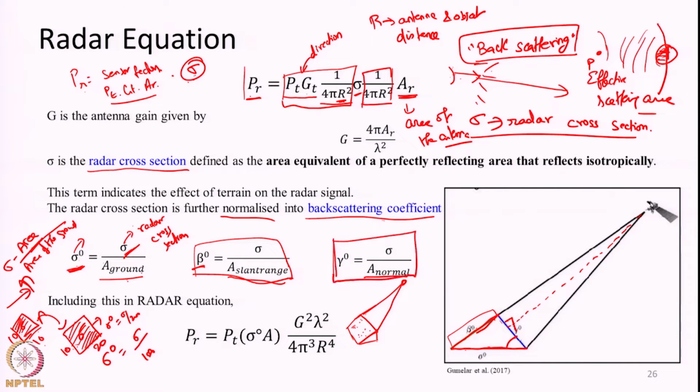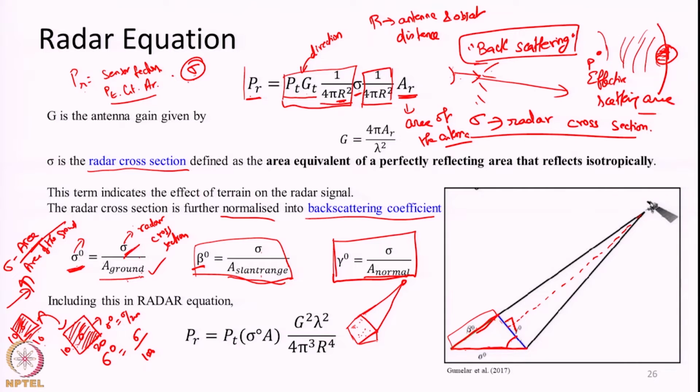So, the radar backscattering coefficient can be defined in 3 ways, or the area itself can be defined in 3 ways: the actual ground area, the area of the pixel that produce the sigma, the radar cross section in the slant range, or the area of the ground projected in a direction normal to the radar antenna. So, we can define it in 3 ways, but the general convention and the most often used factor is sigma naught, radar cross section sigma divided by the horizontal ground area.